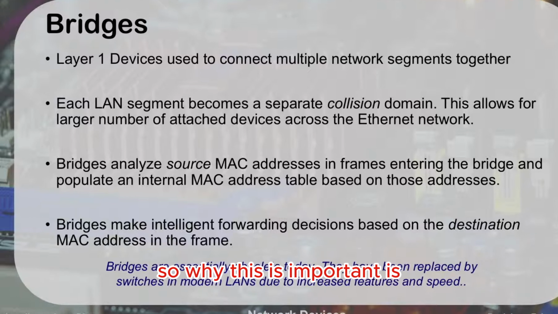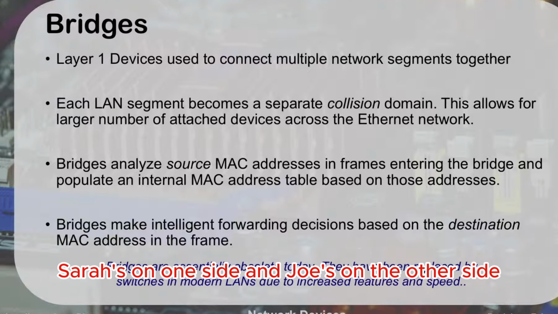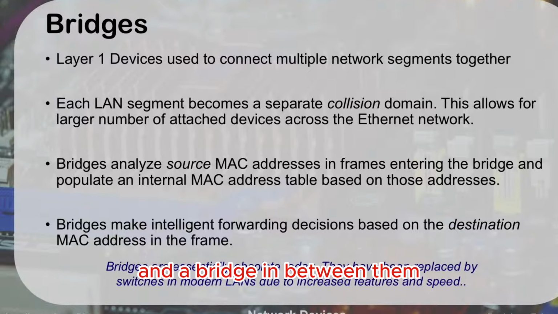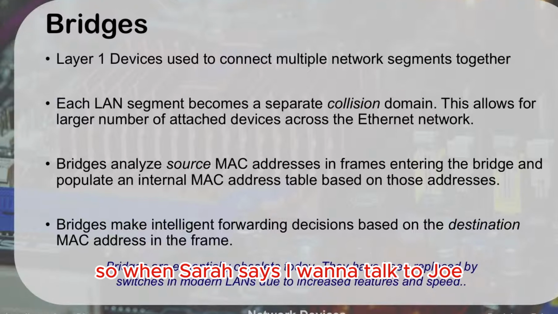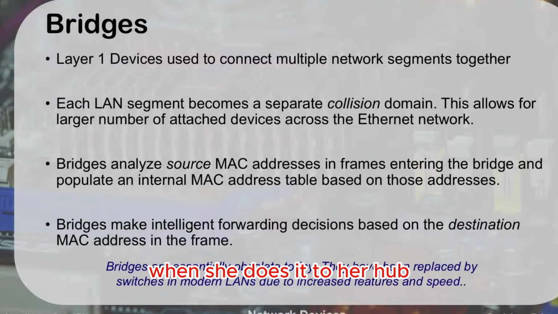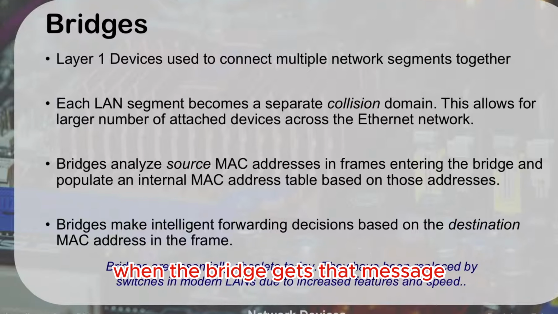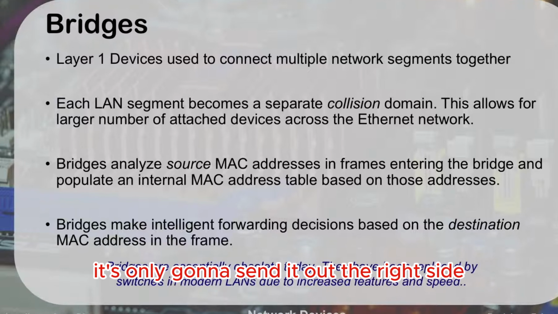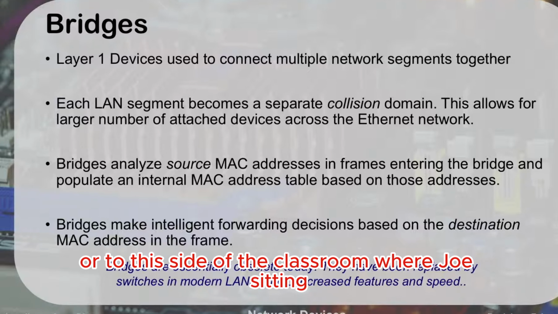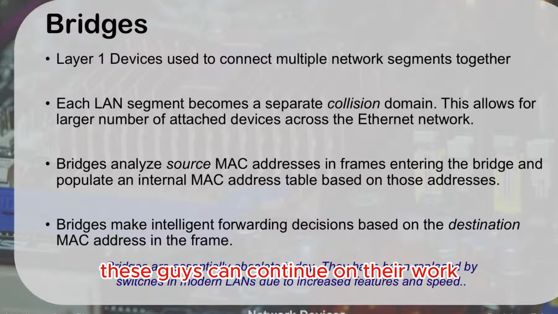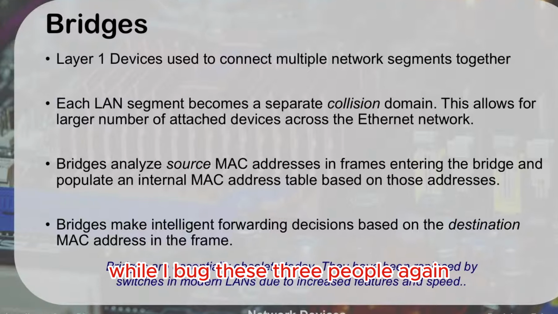So why this is important is I have two sides of the room here, right? Sarah's on one side and Joe's on the other side. With a bridge, what we would do is we'd have a hub on each side and a bridge in between them. So when Sarah says, I want to talk to Joe, when she does it to her hub, the hub goes and sends it out to the bridge. When the bridge gets that message, it's only going to send it out the right side, or to this side of the classroom where Joe's sitting, and not bother the three people on the left side of the room, right? So that way, these guys can continue on their work while I bug these three people.